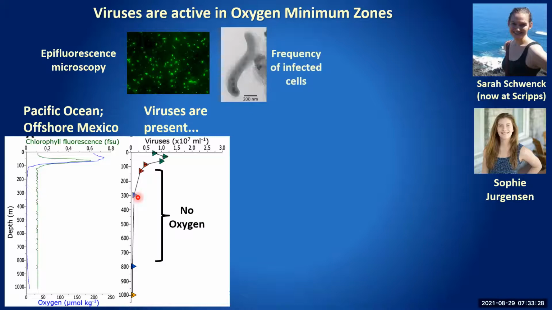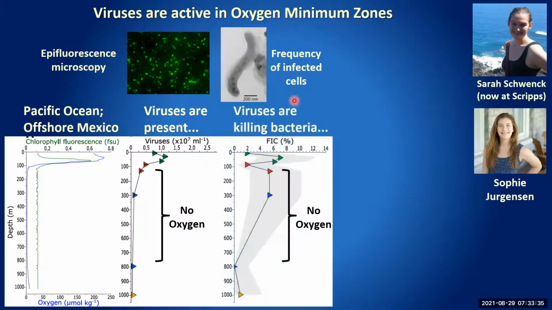Then we can look at the frequency of infected cells using electron microscopy, and we see that viruses are in fact killing bacteria within the oxygen minimum zone. The frequency of infected cells is high in the upper ocean, decreases around the oxycline, and then increases again within the oxygen minimum zone. So the amount of infected cells within the oxygen minimum zone is actually similar to the upper ocean.